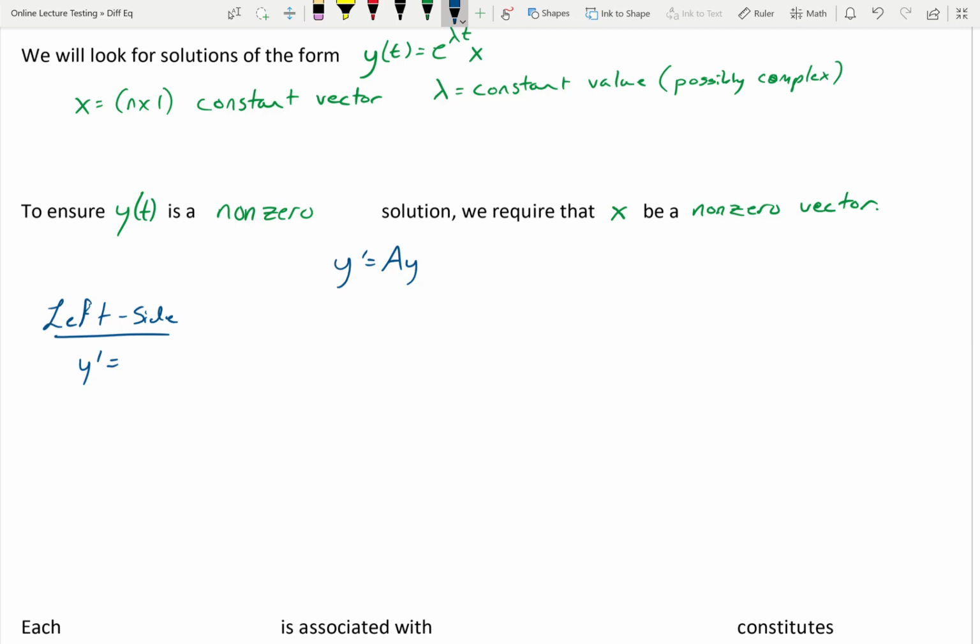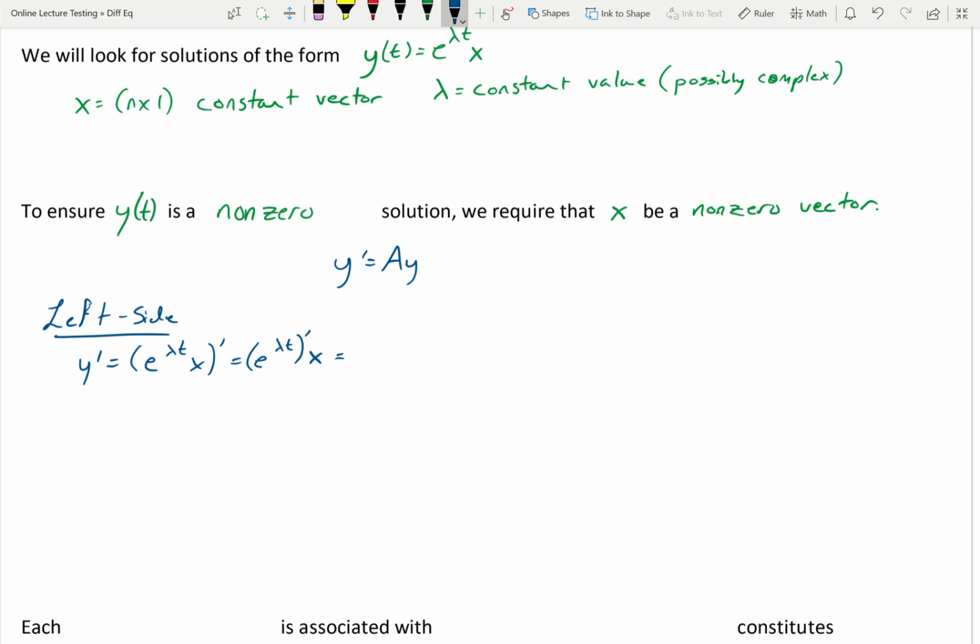We would replace that with e to the lambda t x, and we'd take the derivative of it. Well, this is equal to e to the lambda t, the derivative of it, times x. And the reason I'm able to do that, think about what x is. x is a non-zero vector, so it's constant values that are coming. So think of it as a constant multiple. So we're able to pull that outside of the derivative and then take the derivative of the inside function.